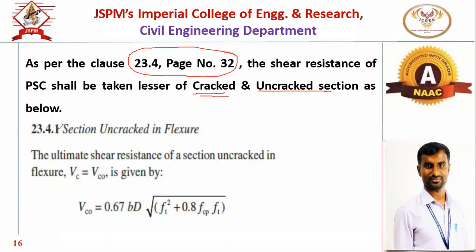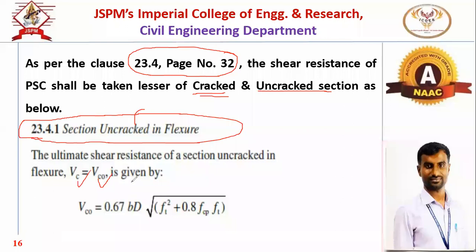Now first, 23.4.1, this is for the section uncracked in flexure. Due to the flexural loading, this will remain uncracked. So in this particular section, the ultimate shear resistance of the section which remains uncracked in flexure is called VC, or we can say V critical. Okay, and it is given by this particular formula. V suffix C is equal to 0.67 bD in bracket ft square plus 0.8 fcp into ft.